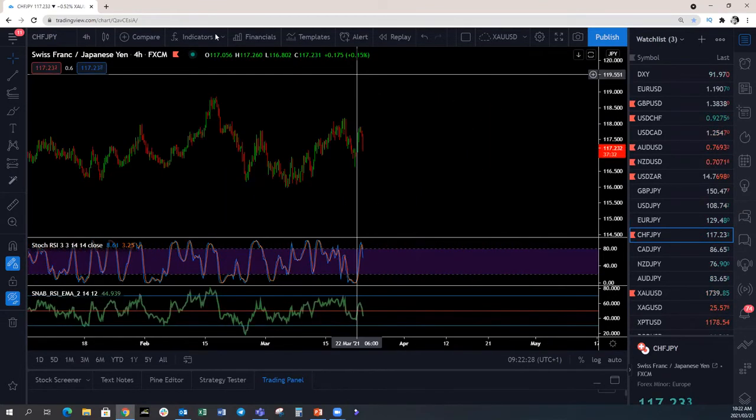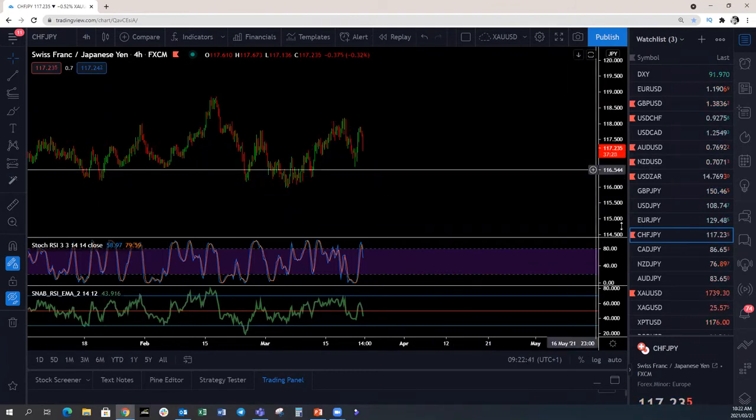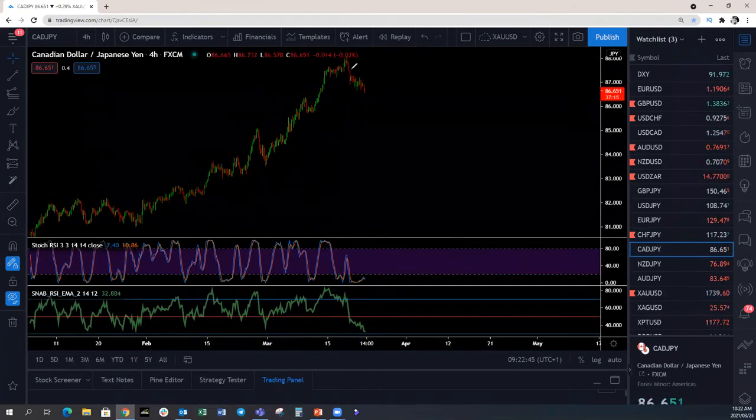GBP/JPY, we were looking for this to give us 1, 2, 3 down. This correction here, we are still getting that structure, 1, 2, 3 down. Still looking for 3 waves to the downside. Still going accordingly. CAD/JPY, some pullback, as we said, as we did with all the CAD pairs yesterday.